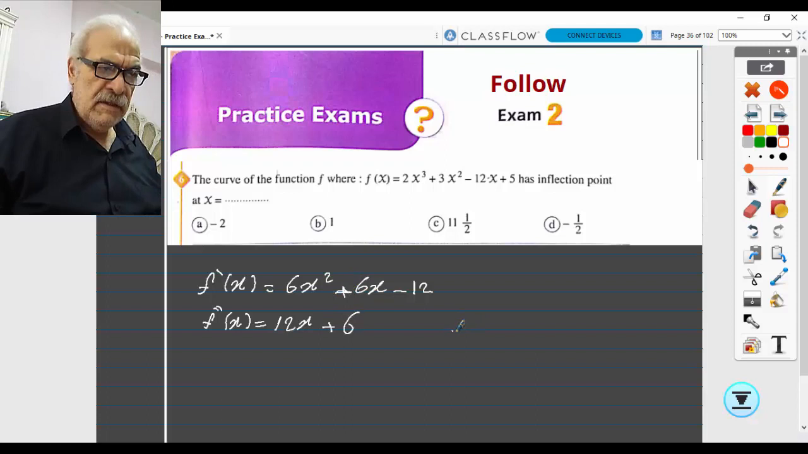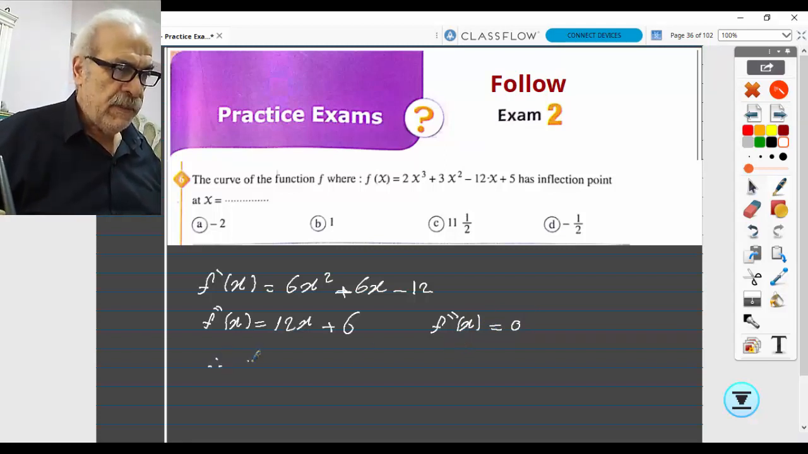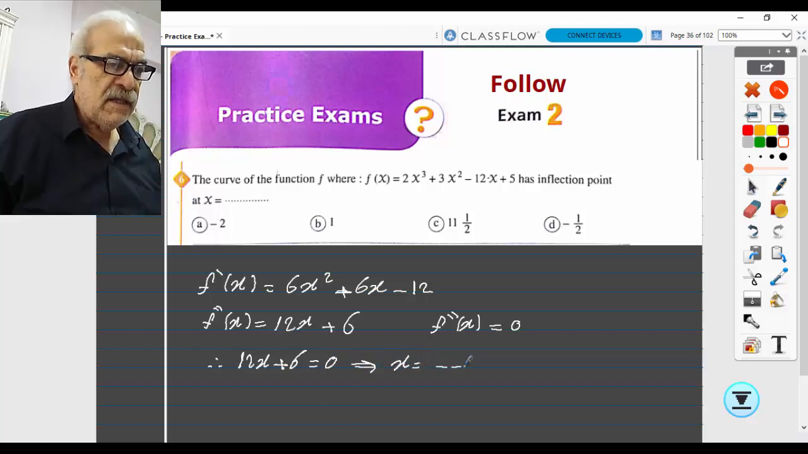And we know that at the inflection point, f double dash of x must equal 0. So 12x plus 6 equals 0. And from that, we get x equals negative half.